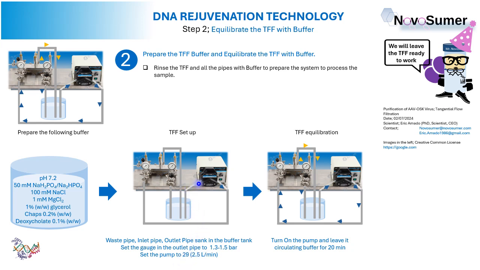Yeah, also the inlet pipe will be connected to the buffer recipient. So everything will be in a closed system. So the buffer that will be here will go to the pump. From the pump, it will go to the TFF system. From the TFF system, it will go two ways. It can go either to the waste pipe or to the outlet pipe. Both of them will end up in the buffer container.